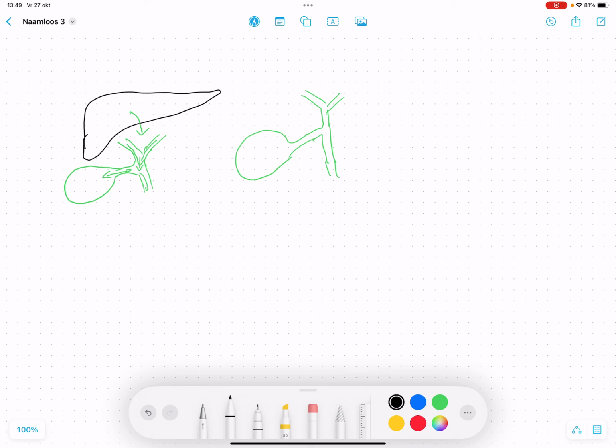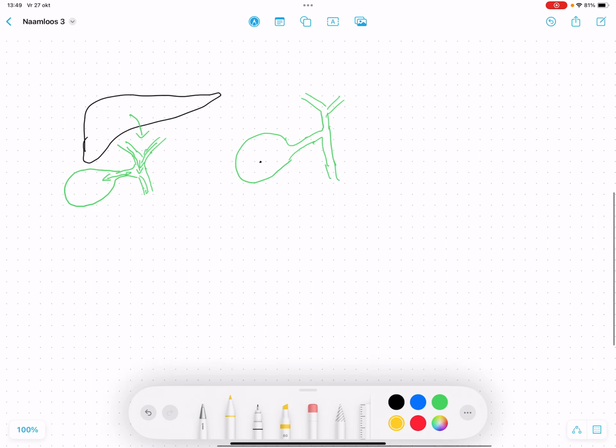Now, how do these stones form? They form in the gallbladder, where biliary acids can precipitate because their concentration is too high, or because the gallbladder hasn't emptied for a while. And these stones form because of precipitation of biliary acids, of which the concentration exceeds their solubility. Now, when you see these stones in the gallbladder, this is called cholecysto, which means sac, lithiasis.